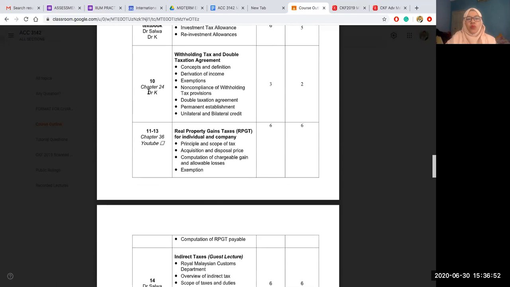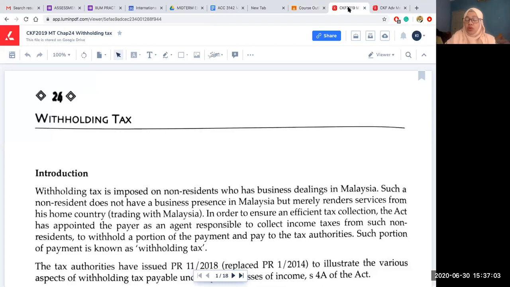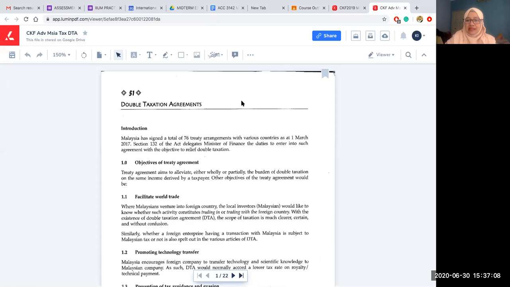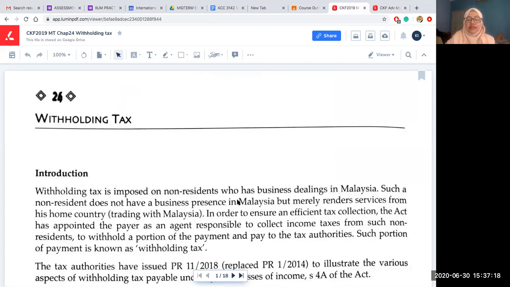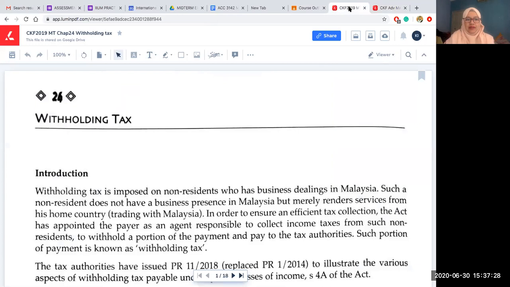So if you are in week 10, then it means that we are on the right track, yeah? So let's look into withholding tax. I have just included the chapter in the Google Classroom, withholding tax, and we also have the double tax agreement chapter in the Google Classroom. You can refer to that later. So there are two chapters. One is withholding tax. The other one is double tax agreement, or DTA. Most likely, the question on double tax agreement is the theoretical part. And withholding tax could be both theoretical and some computation, but it's very minimal computation. Most likely it will be on the theory.